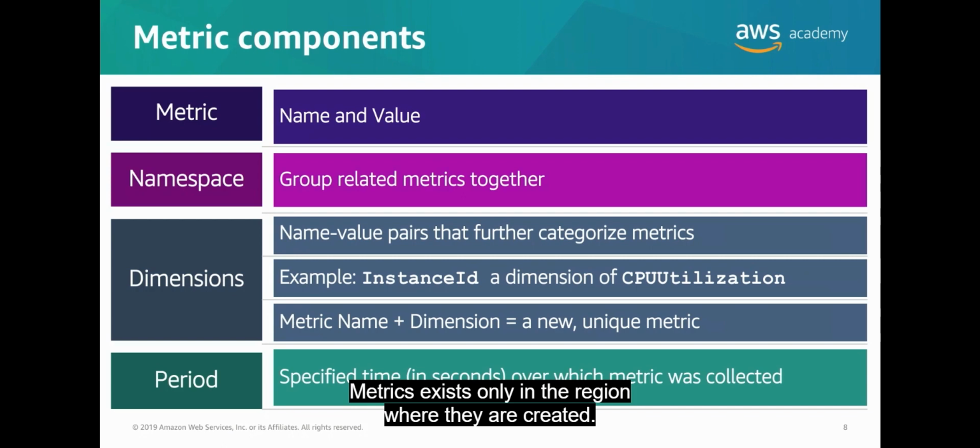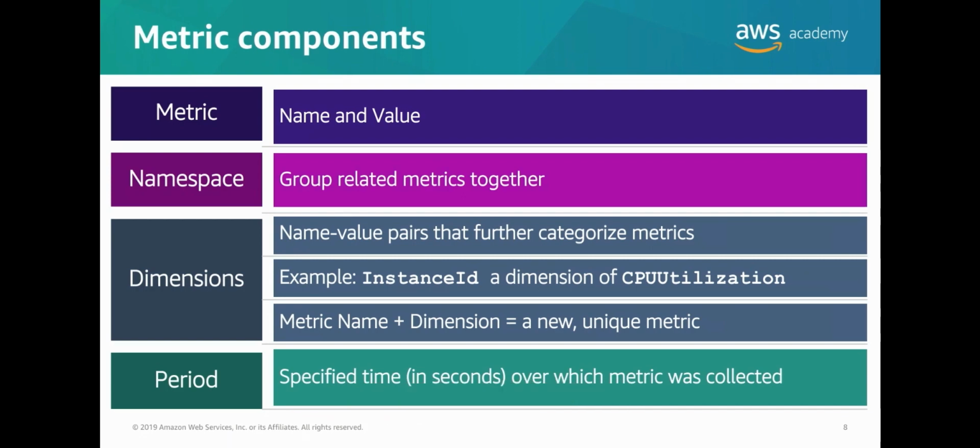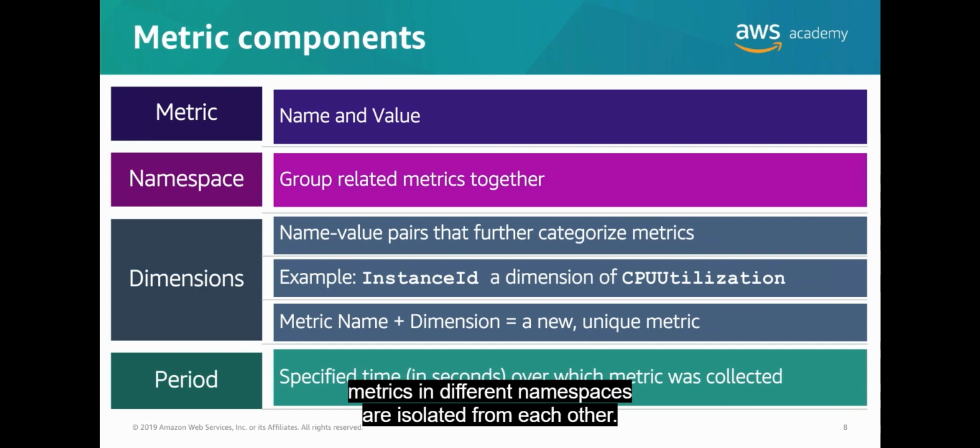Metrics exist only in the region where they are created. A namespace is a group of CloudWatch metrics. Metrics in different namespaces are isolated from each other.